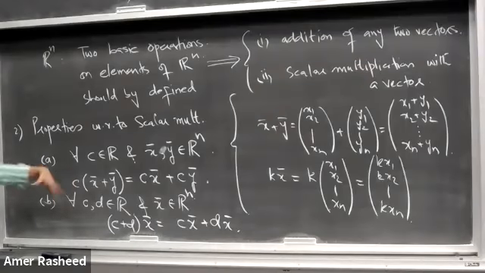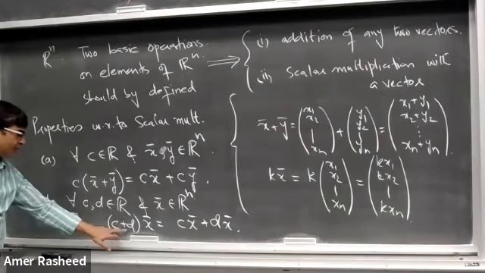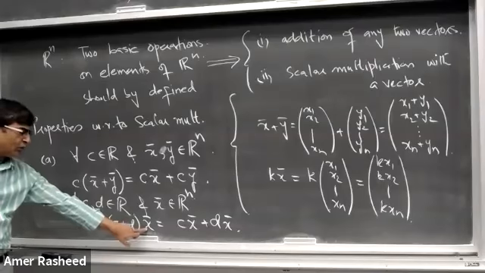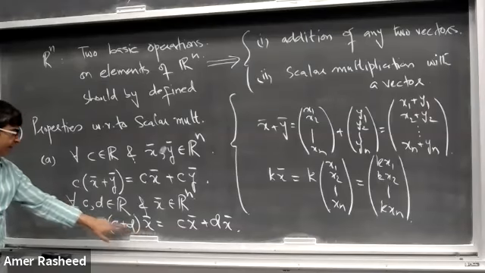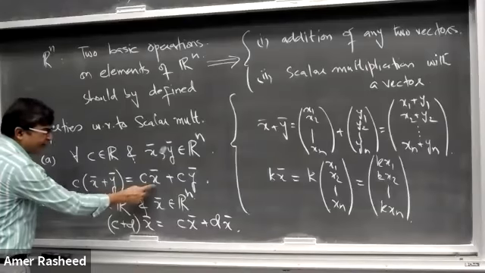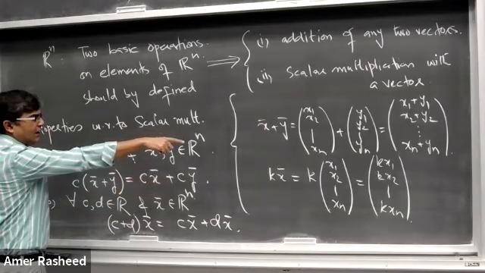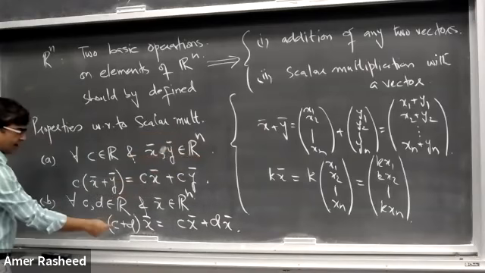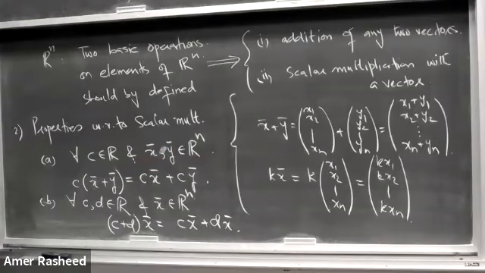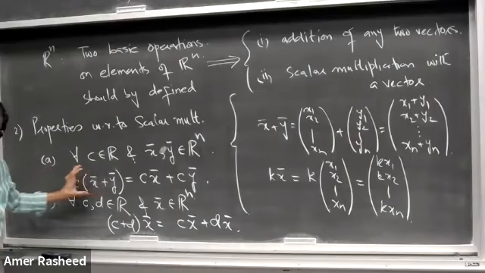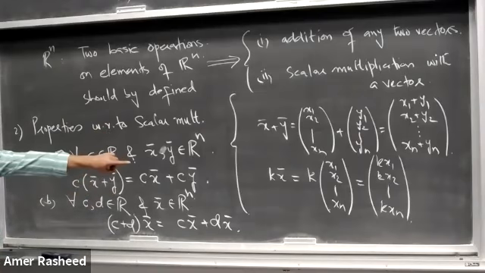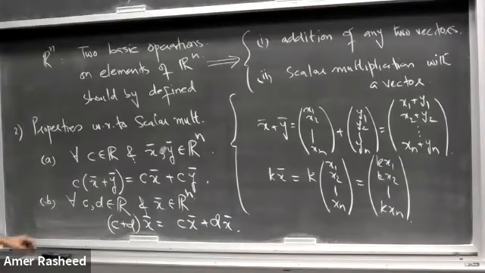It's a kind of distributive property, but it's different from the usual distributive property because here we have two scalars and one vector. So when we write c times x, it means it's a scalar multiplication of a scalar with a vector. Similarly, all these things. You should imagine these products as a scalar multiplication, which is defined there.